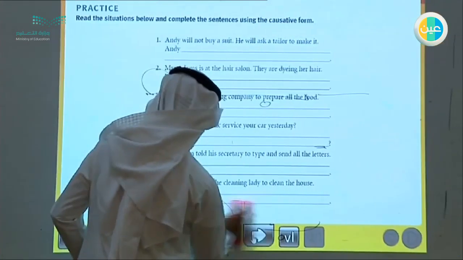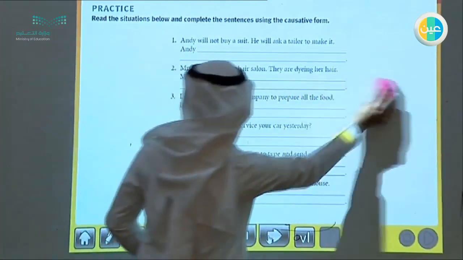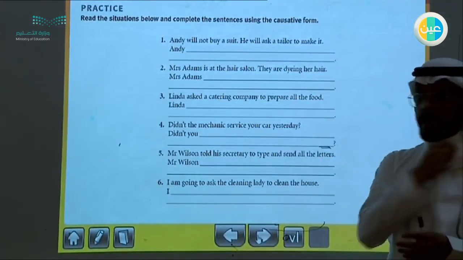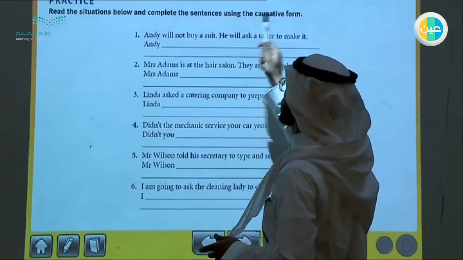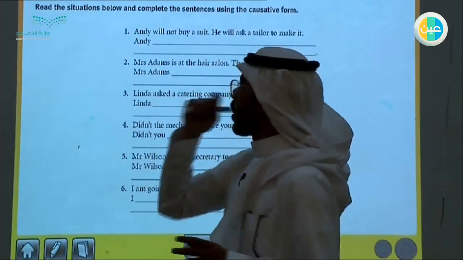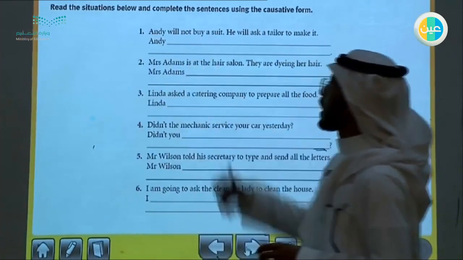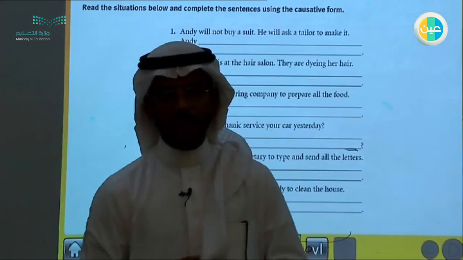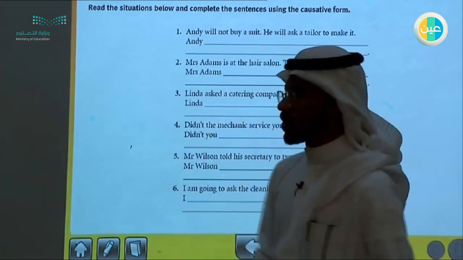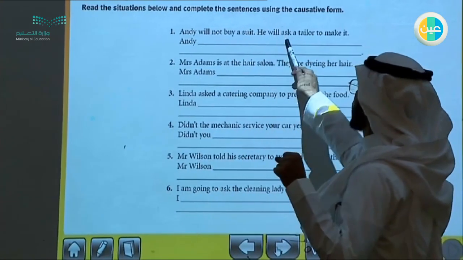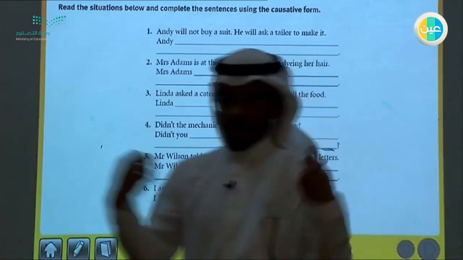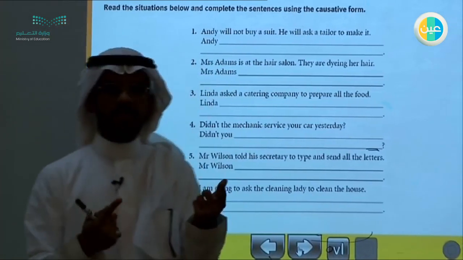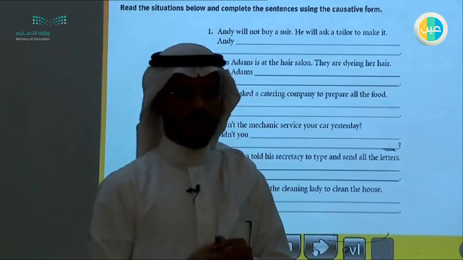Practice number one. Read the situations below and complete the sentences using the causative form. Now let's take number one. Andy will not buy a suit. Suit, a formal suit. Andy will not buy. Will not. This is in the future. So he will ask a tailor to make it. Now think about this sentence. This is a future will. Future will.